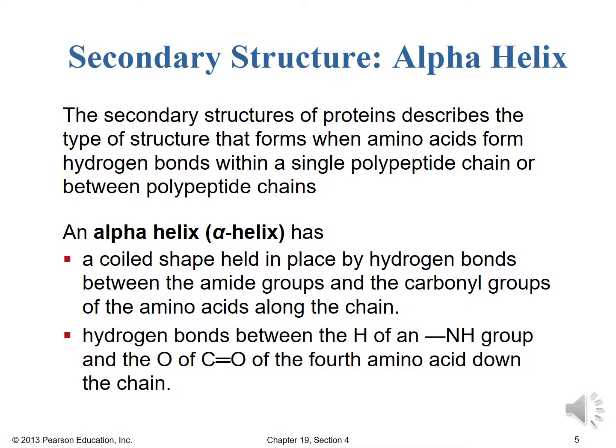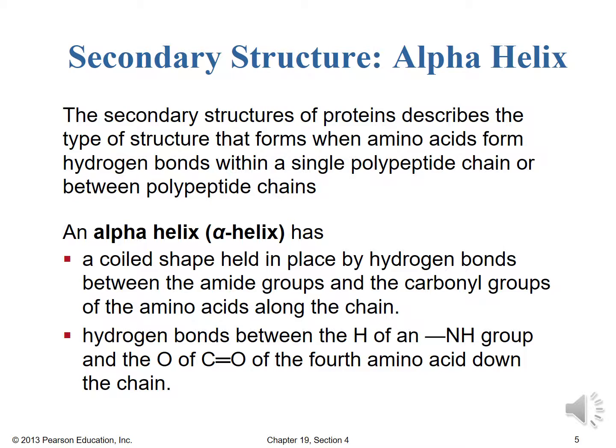And here we are. It didn't take long to complicate things, right? The secondary structures. So one of the secondary structure features that we'll talk about is the alpha helix. So secondary structures describe the type of structure that forms when those amino acids form hydrogen bonds within a single polypeptide chain or between polypeptide chains. But again, this is not the disulfide bridges yet, although we've already seen that that happens in insulin.